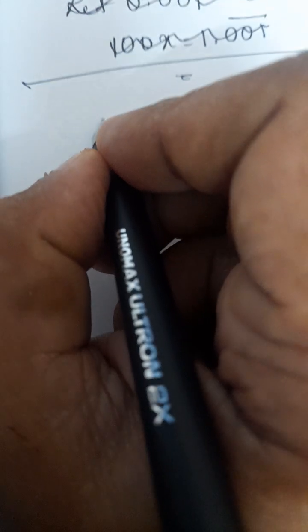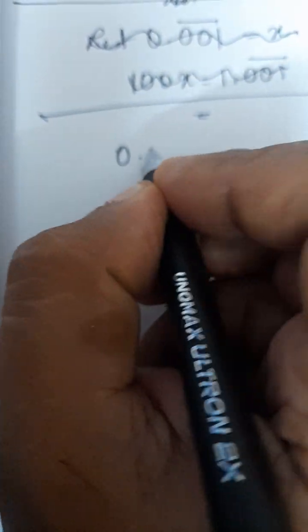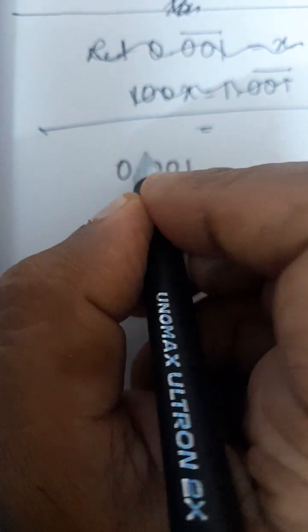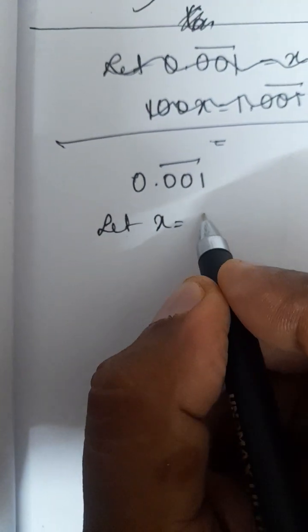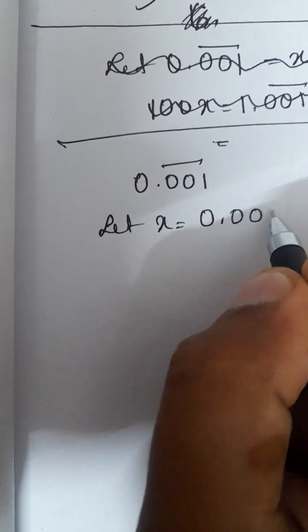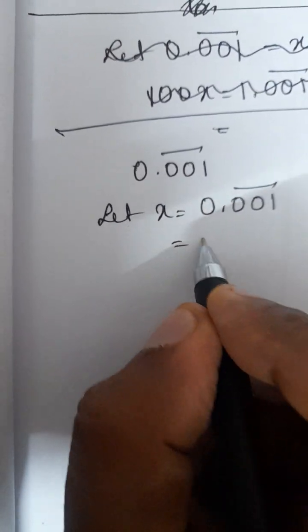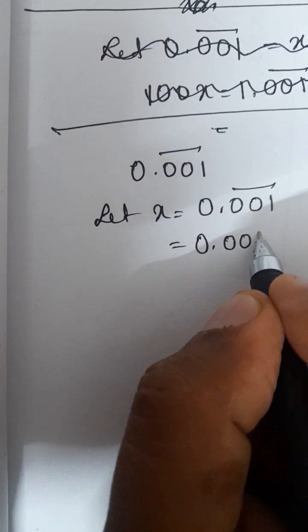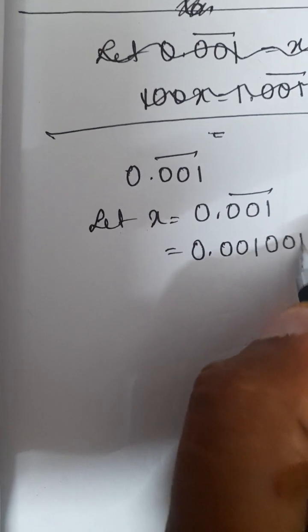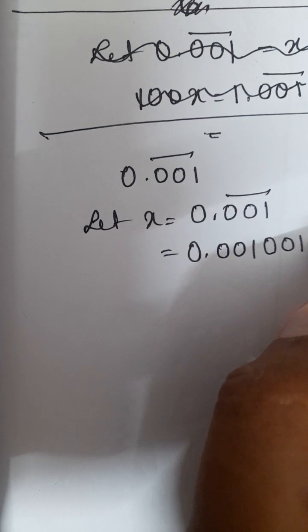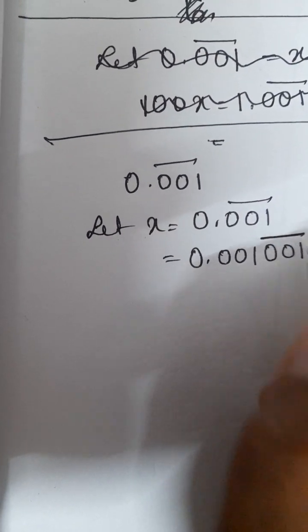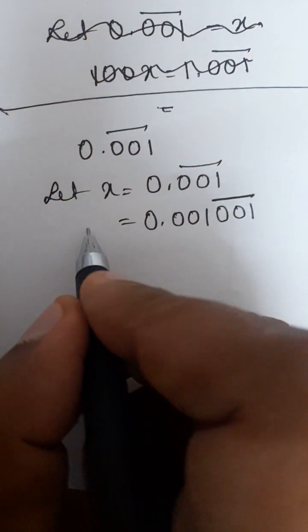Now your next sum is to represent 0.001 bar in P by Q format. So let x be equal to 0.001 bar. So this is equal to 0.001001, and the bar means the same number is continuing. So now this is equal to x.